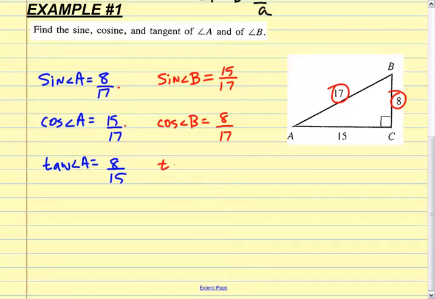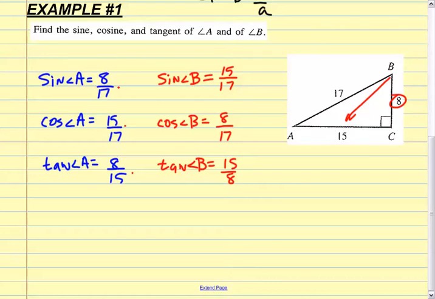And remember, the tangent of angle B is going to be the reciprocal, but let's just make sure. Opposite over adjacent, 15 over 8. And that is the reciprocal of that one. Done. That's all they wanted us to do with example 1, is just to put those ratios together.